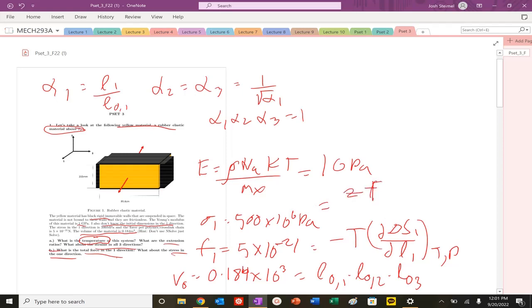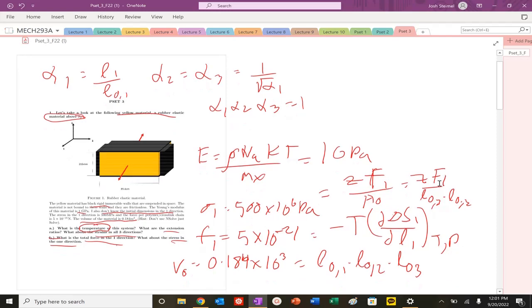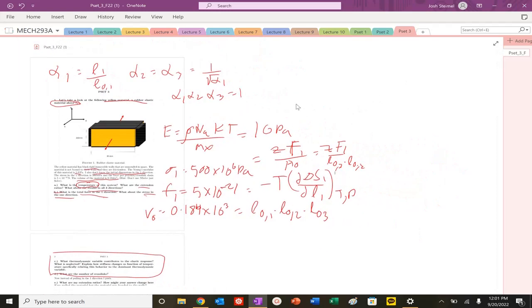We should also know that our equation for stress in one direction is just going to be Z times F sub 1 over A naught, and we already know that F1 value. Excellent. Our A naught is simply L naught 2 times L naught 3, that cross-sectional area. So that's what we're going to use for our sigma.